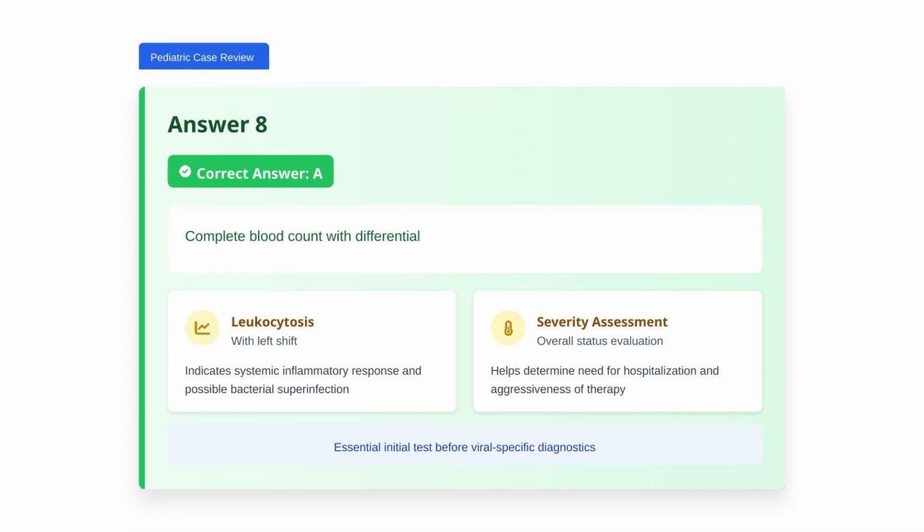A complete blood count with differential is the most important laboratory investigation in the initial workup of a febrile child with suspected eczema herpeticum. It may show leukocytosis with a left shift, suggesting a systemic inflammatory response. This test helps assess disease severity and can provide clues to possible bacterial superinfection, which is a common complication. While viral testing is crucial for diagnosis, basic laboratory studies are essential for evaluating the child's overall status.